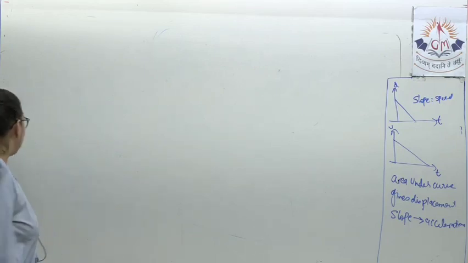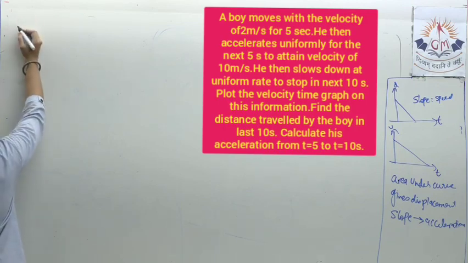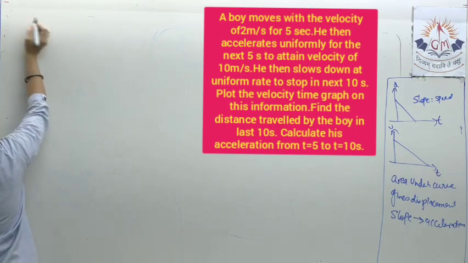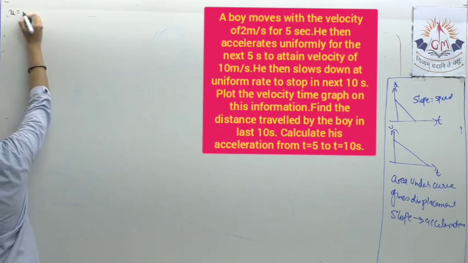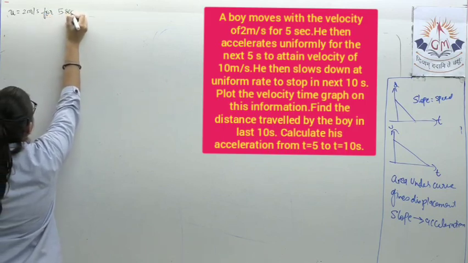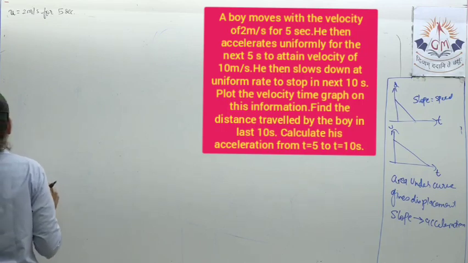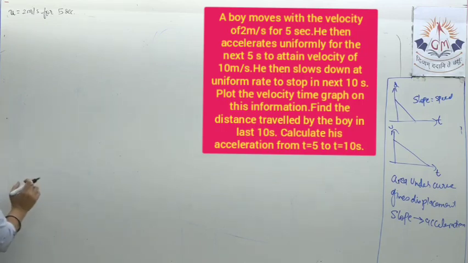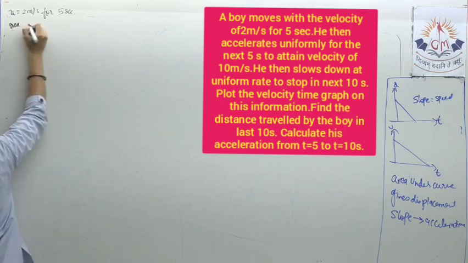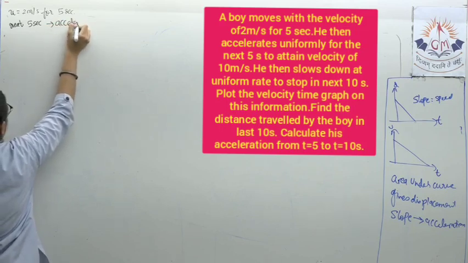Now we are going to start with today's first graphical question. The question is, a boy moves with velocity of 2 meters per second for 5 seconds. That means that the boy is moving with the initial velocity of 2 meters per second for 5 seconds. That's what we need to jot down as the data. Then it is accelerating uniformly for the next 5 seconds. So for the next 5 seconds, it has an accelerated motion.